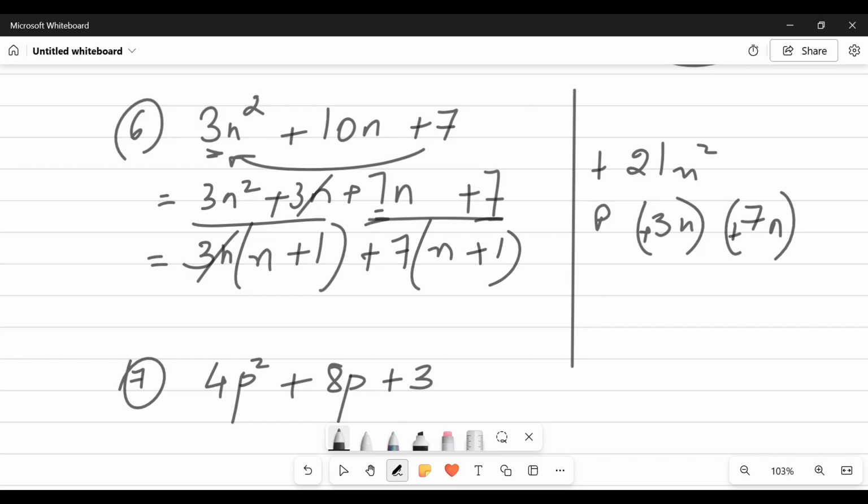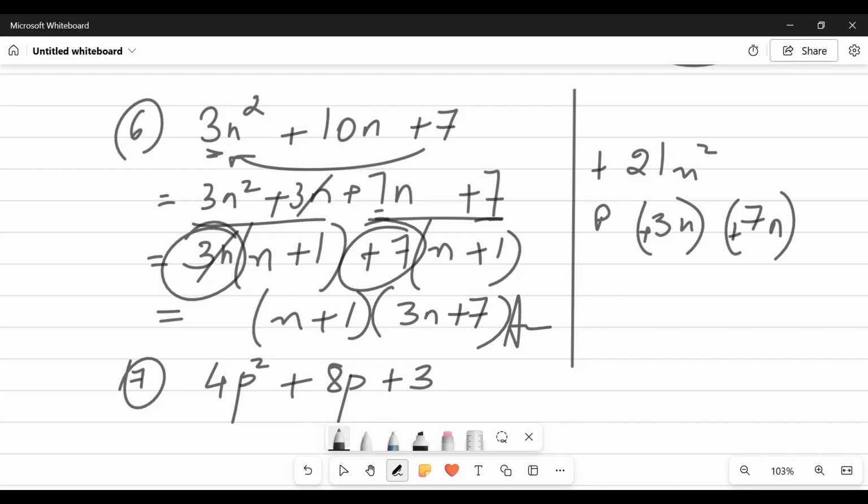See, both the brackets are same, right? So n plus 1 and 3n plus 7. Got it? 3n plus 7 means this one and that one, right?